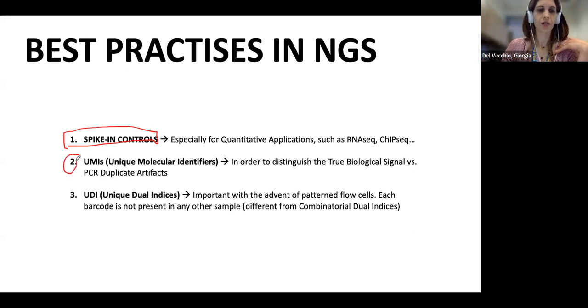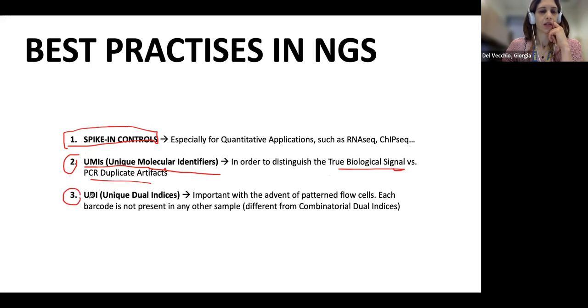Then second, we have the UMIs, unique molecular identifiers. We already mentioned them. They are meant to distinguish each molecule, so true biological signal from PCR duplicates, so from artifacts.